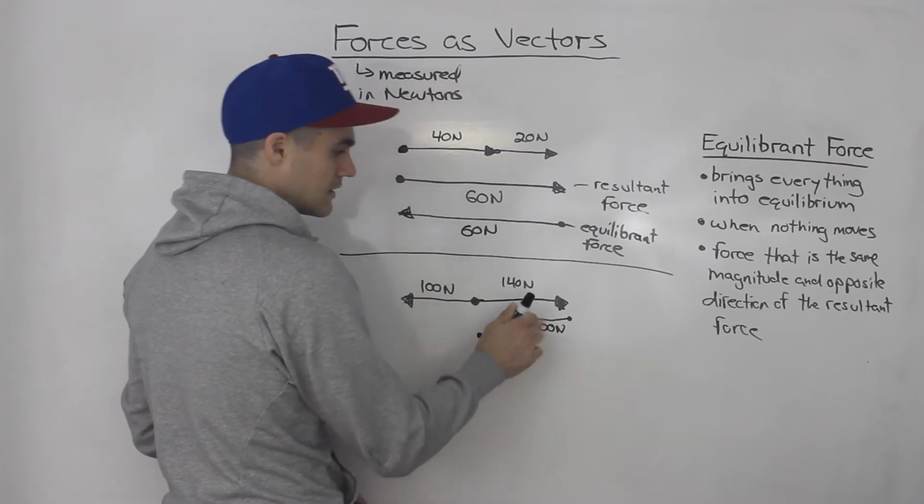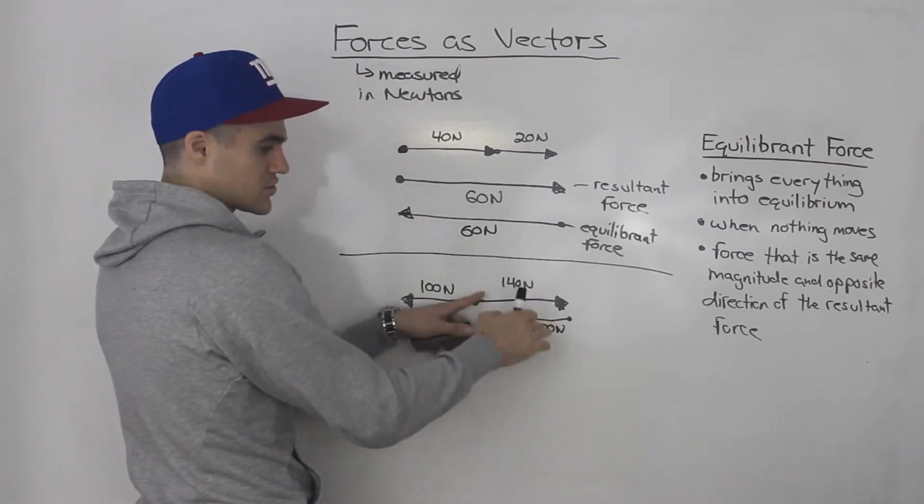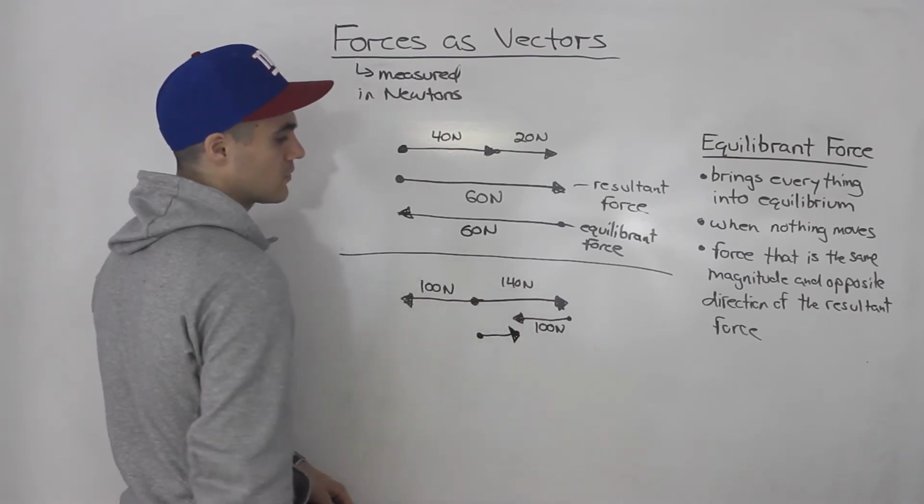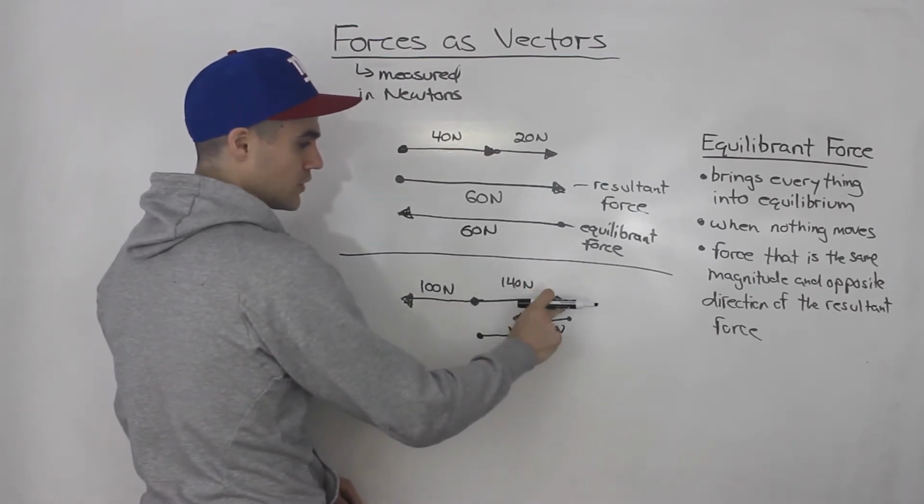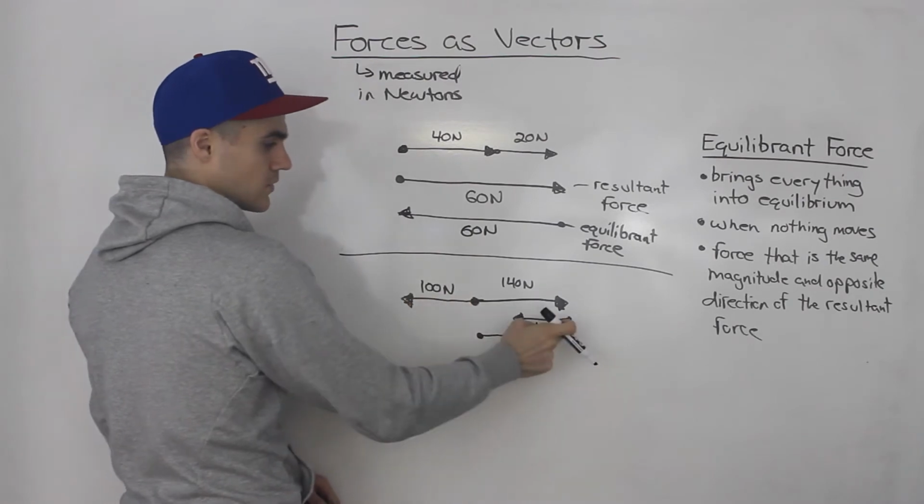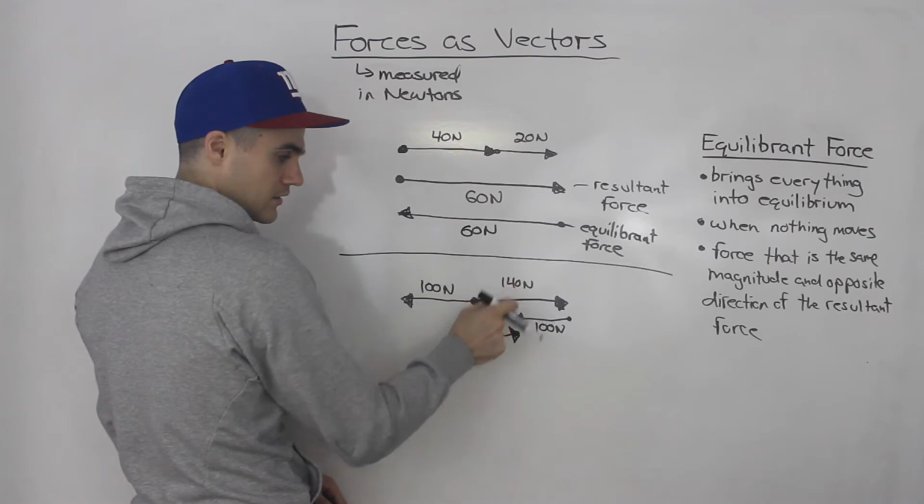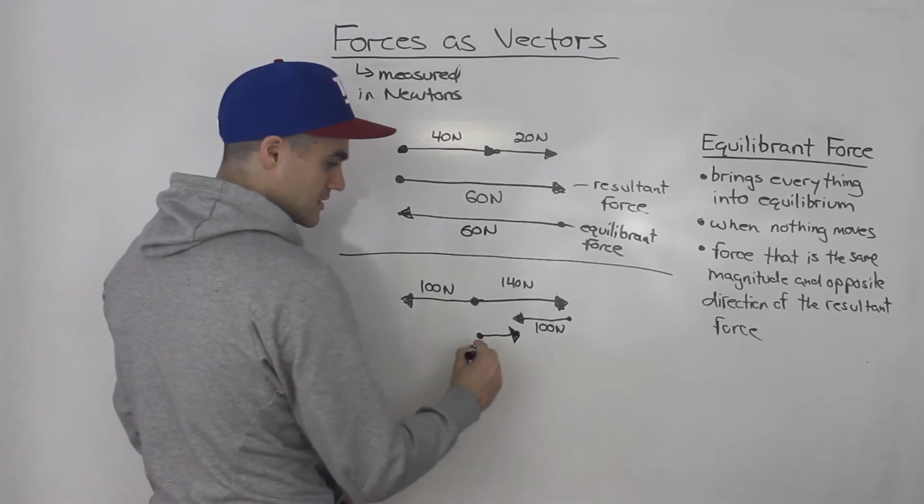Now, technically, these forces should sort of be on top of each other, but I spaced them out just so you could see clearly what is happening. So I took this 140 newtons, added this 100 newtons going in the opposite direction. Again, this 100 newtons should be on top of that vector. And then this here is the resultant.